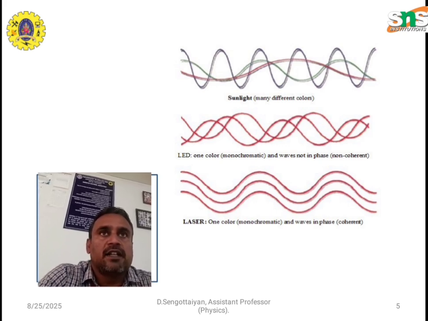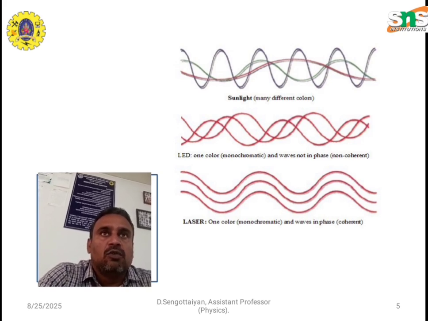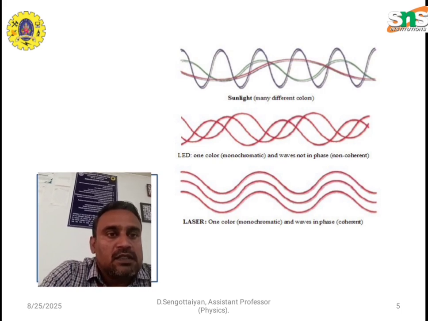chain reaction. For example, the first atom triggers the second atom, then the second atom triggers the third atom. That means 1 to 2 energy transfer, then 2 to 3, 3 to 4. The reactions go line by line, that means chain reaction. Finally the high intensity laser beam is emitted through one side of the medium, that means producing laser light. This diagram shows the difference between ordinary light and laser.